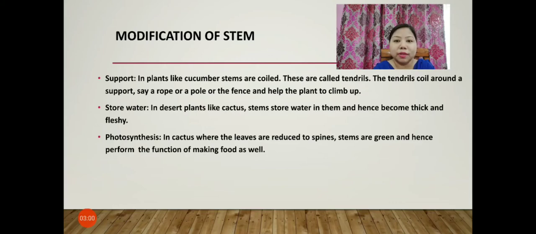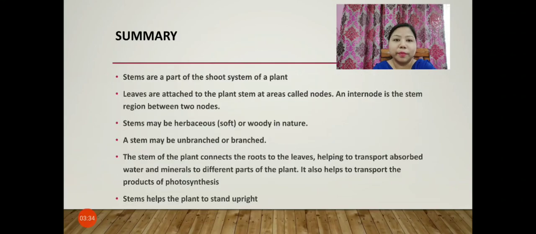Photosynthesis is the process by which plants can prepare their own food. In cactus, where the leaves are reduced to spines, stems are green and hence perform the function of making food as well. That means in plants like cactus, where the leaves have been reduced to spines, the stems are green and they prepare food for the whole plant. So this is how the modification of stem helps in various functions for the plants.